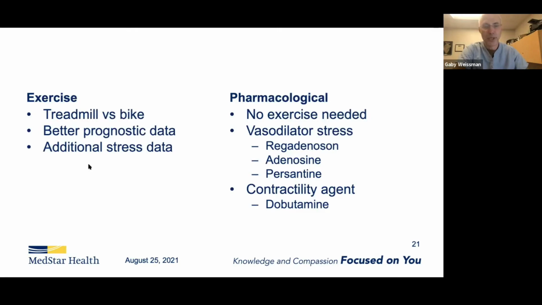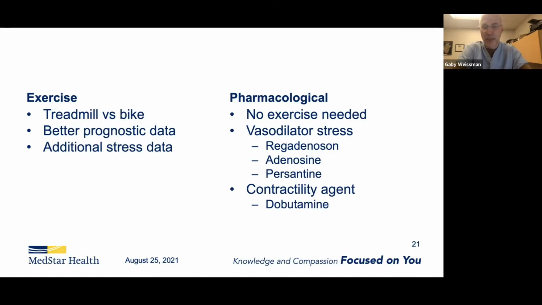So how do we do this? You can exercise the patient. You can use a treadmill versus a bike. In the United States, we pretty much use treadmills exclusively. Bikes are more common in Europe. People are more comfortable with them than they are in the United States. So you can have a patient walk or ride a bike and exercise.